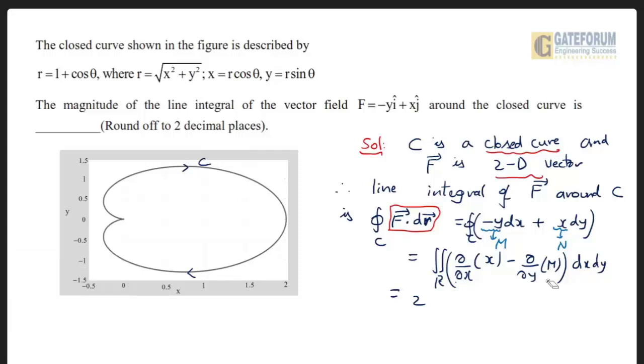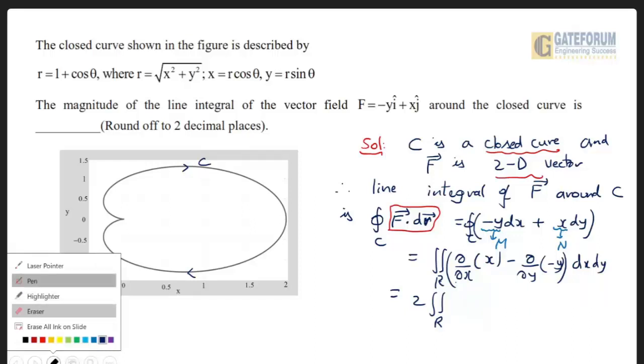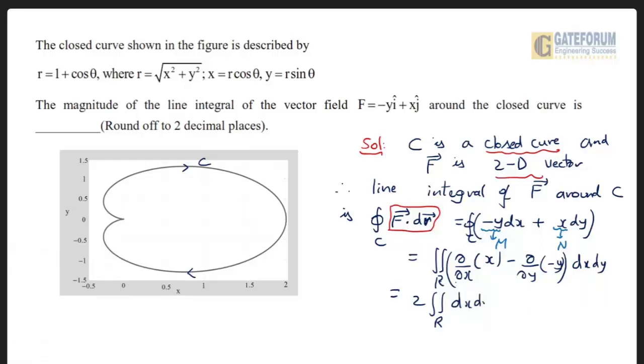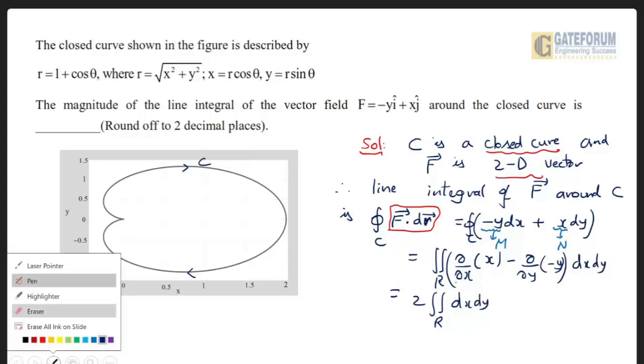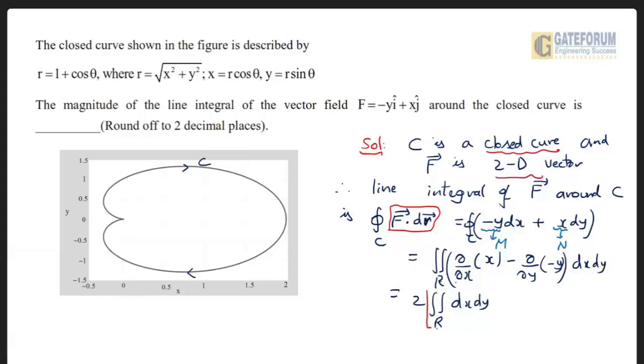Okay, so what is this actually? Dou by dou y of minus y. So minus into minus is plus; the x derivative with respect to x is 1, the y derivative with respect to y is 1. So it simplifies to 2, take out 2. It can be written as 2 times the double integral over R of dx dy. Are you understanding or not? Following or not? Now what exactly does this represent? The double integral over R of dx dy is called area.